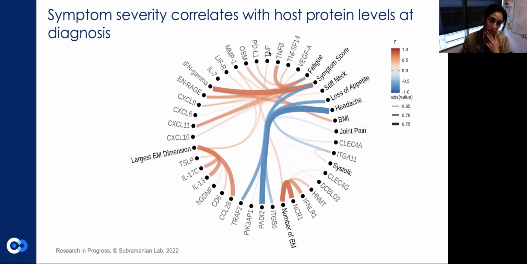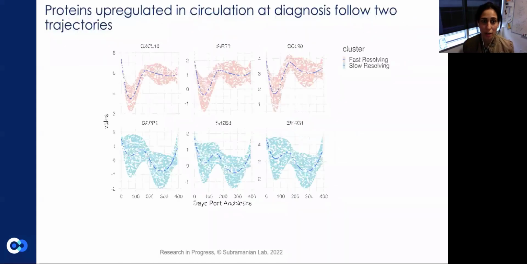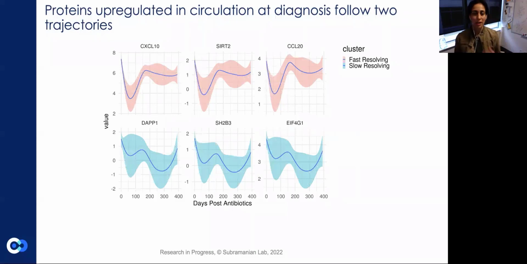And so these appear to be the gamma and the skin signature, two predominant signatures that we pick up. And we can see that these proteins in the plasma follow two trajectories. One is a set of proteins that falls very rapidly after antibiotic treatment. And then a second, the blue set of proteins, fall slightly but don't resolve completely until later, about 6 months into infection.